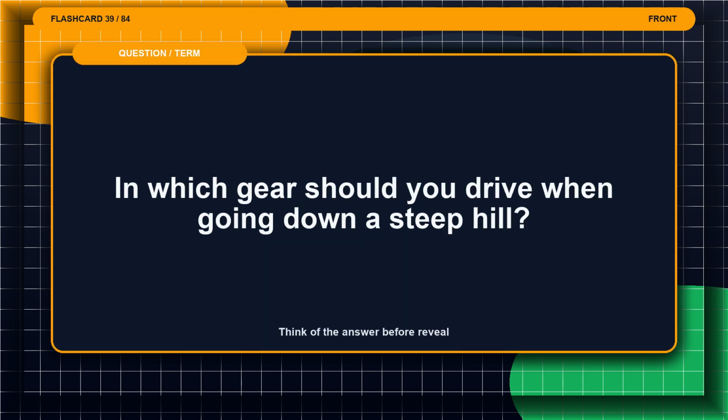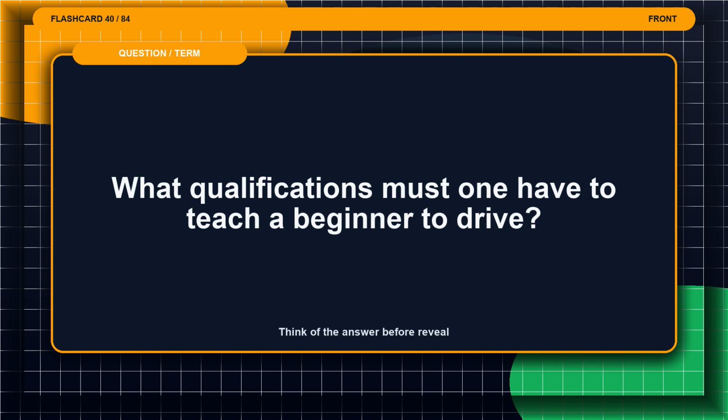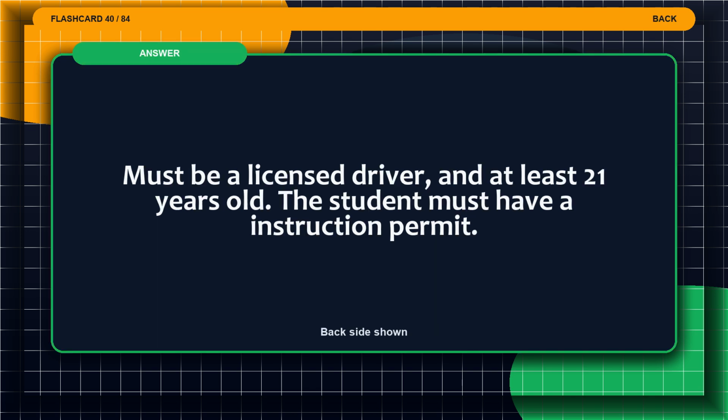Flashcard 39. In which gear should you drive when going down a steep hill? Think of the answer before the reveal. The answer is low gear. Flashcard 40. What qualifications must one have to teach a beginner to drive? Think of the answer before the reveal. The answer is, must be a licensed driver and at least 21 years old. The student must have an instruction permit.